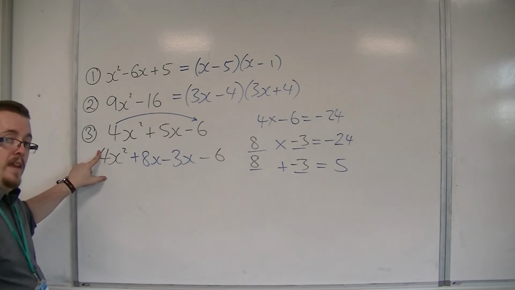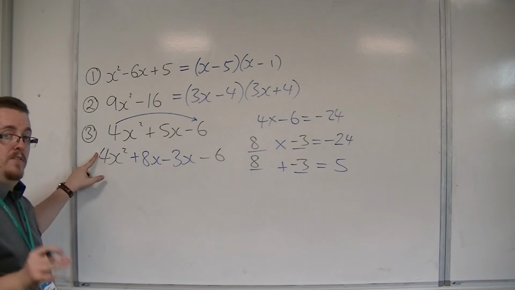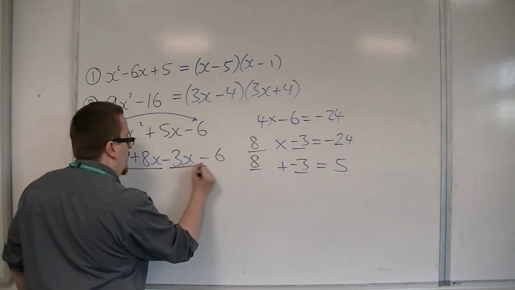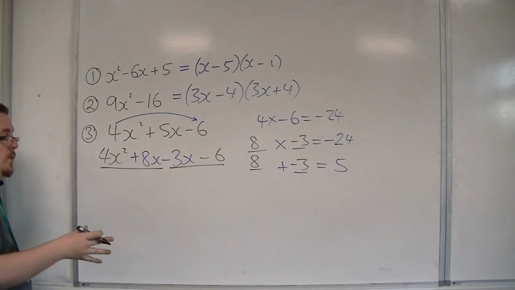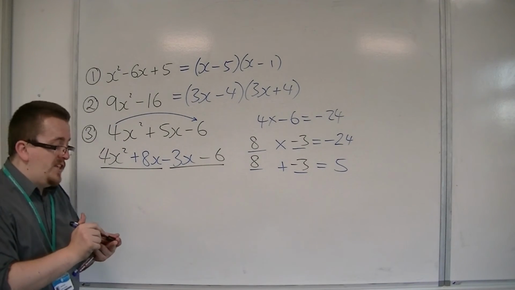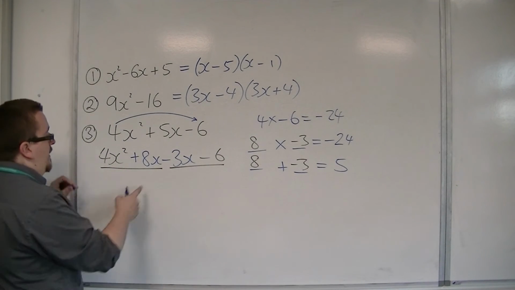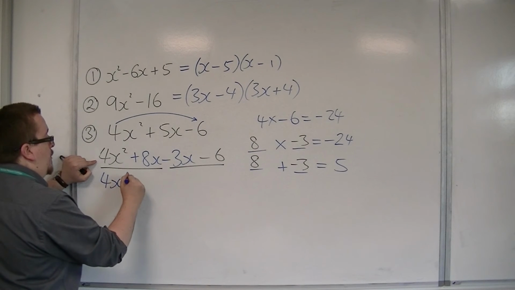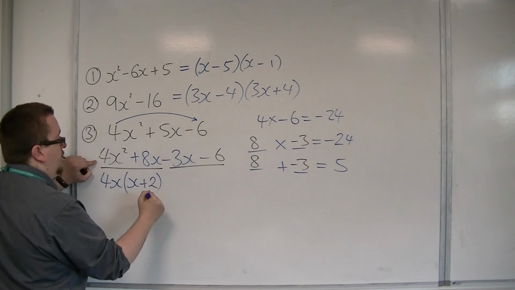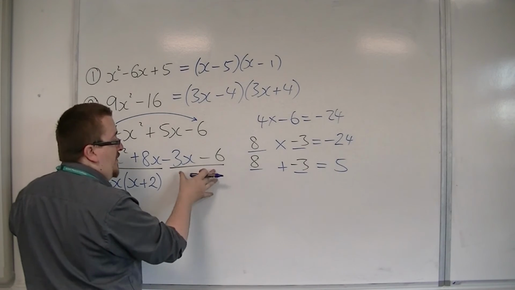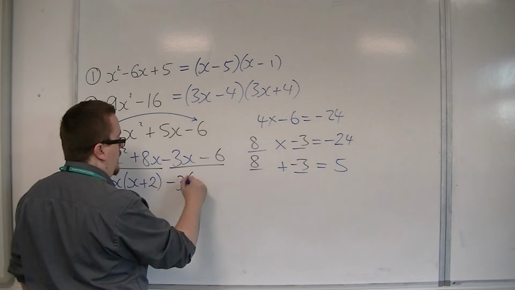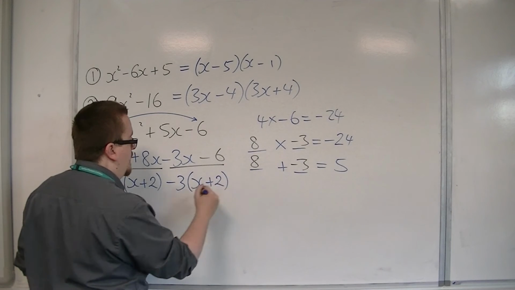Now it doesn't look in any way easier. In fact, it looks more complicated. But now, if I draw lines under the 2 halves, factorise the 2 halves independently. So the first half, we're going to have 4x, and then we would have x plus 2. And over here, if I factorise this half, minus 3x minus 6, I can take out the minus 3, and I'd have x plus 2 in the bracket.